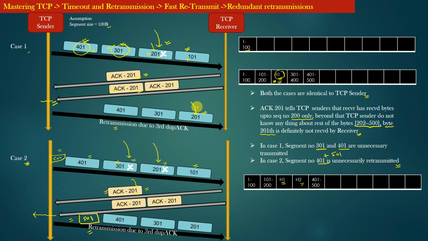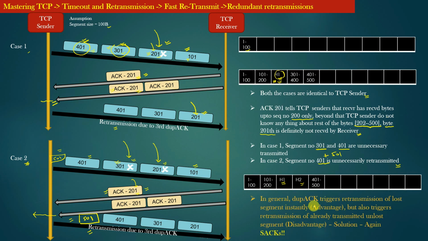But at the same time, the TCP sender has to retransmit all the segments which were already transmitted and received by the TCP receiver in the first attempt. So in general, duplicate ACK triggers retransmission of lost segments instantly, right? And this was the advantage of duplicate ACK. But at the same time, duplicate ACK also triggers retransmission of already transmitted unlost segments. And this is the disadvantage, right?